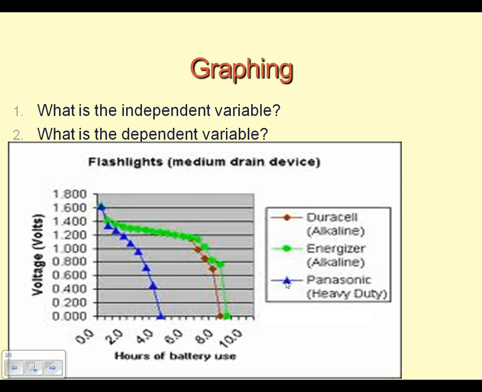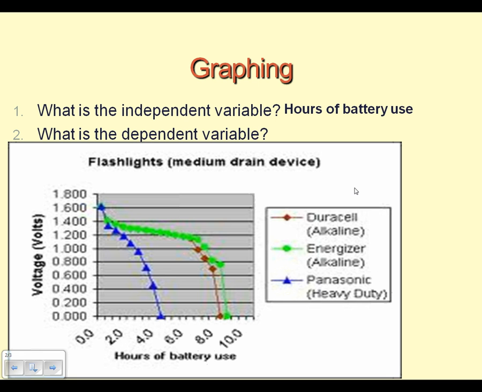So we want to identify the independent and dependent variables. Well, if you remember what you learned in class, the independent variable is what's being tested. So if we look to figure out what they're testing here, we see they're actually testing the number of hours that you can use the battery. Since we're looking at a graph, you also learned the trick that your independent variable is located on the x-axis. Therefore, our independent variable happens to be the hours of battery use.